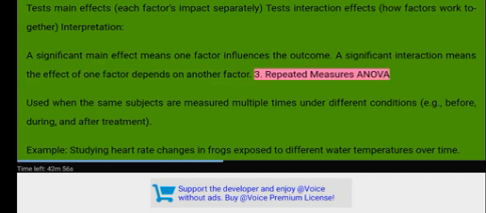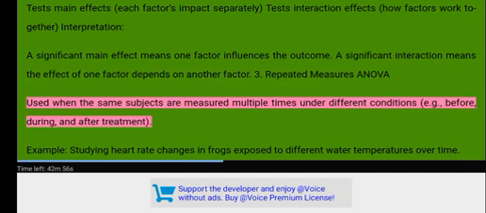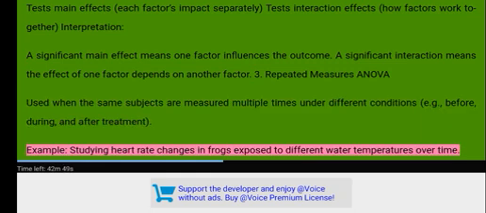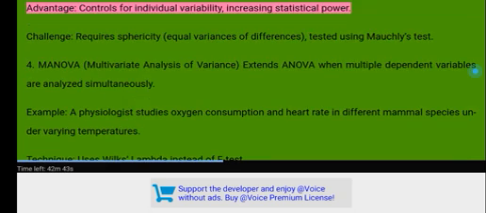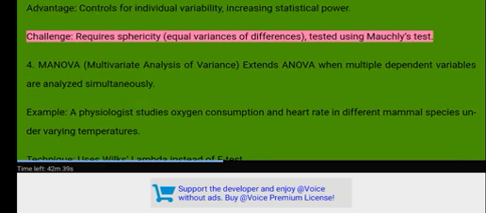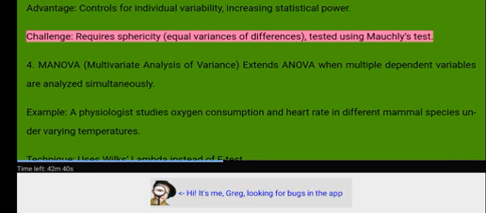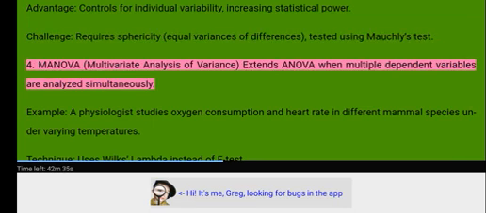3. Repeated measures ANOVA. Used when the same subjects are measured multiple times under different conditions, e.g., before, during, and after treatment. Example, studying heart rate changes in frogs exposed to different water temperatures over time. Advantage, controls for individual variability, increasing statistical power. Challenge, requires sphericity, equal variances of differences, tested using Mauchly's test. 4. MANOVA, multivariate analysis of variance, extends ANOVA when multiple dependent variables are analyzed simultaneously.